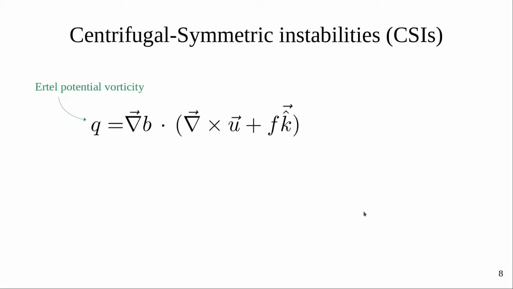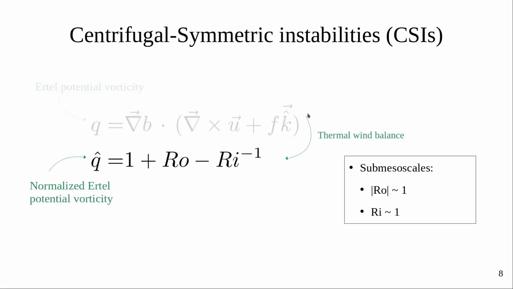And just to give a brief overview of centrifugal-symmetric instabilities, we can start by defining the Ertel potential vorticity, which is defined here as it is usually defined. And if we assume that there's thermal wind balance, and we divide by the rotation frequency and the Brunt-Väisälä frequency, we have the normalized Ertel potential vorticity that I'm calling Q hat. You can see that the Rossby and Richardson numbers appear here. And in summary, a flow is unstable to CSIs when Q hat is negative.